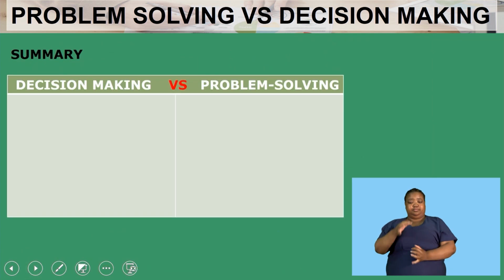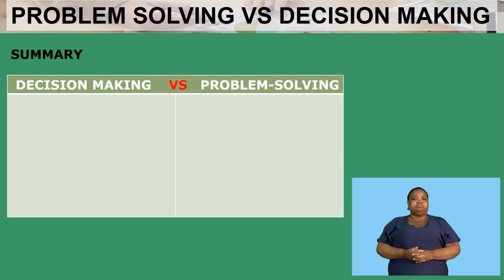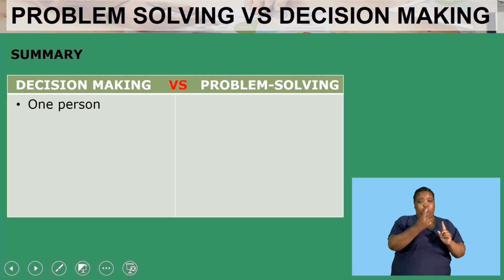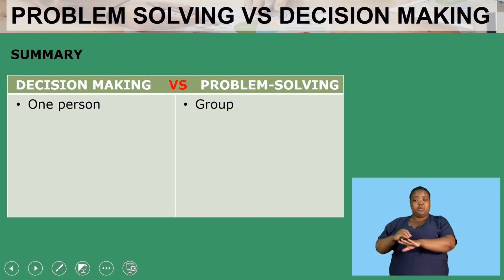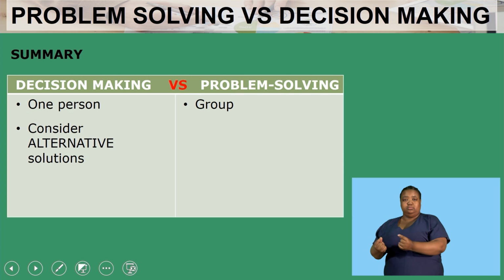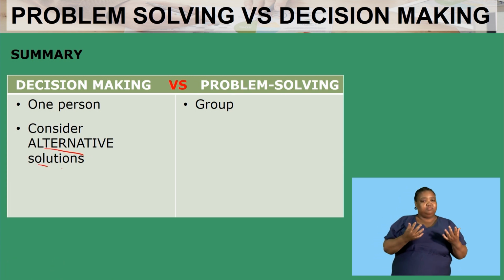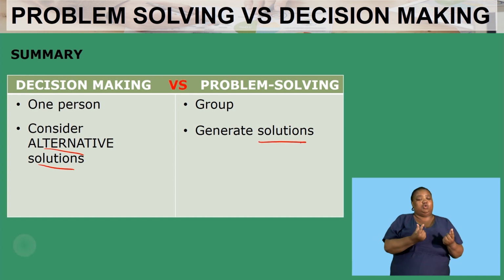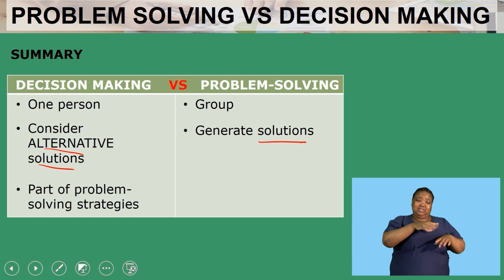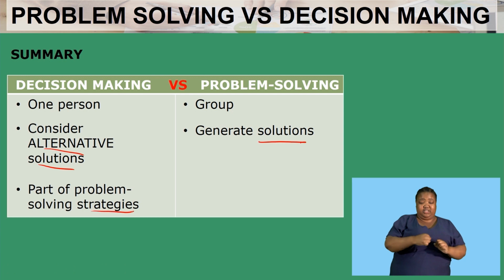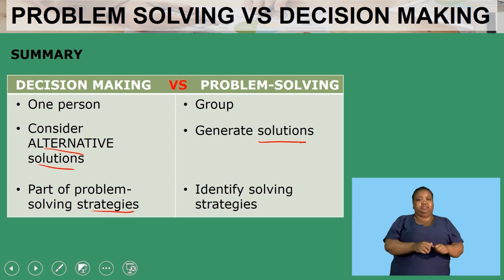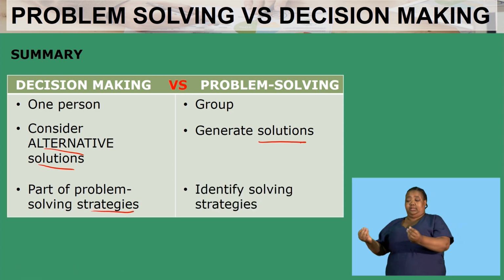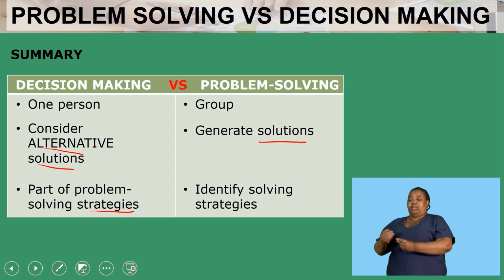Right, now in summary, this is just summarizing what I just said. Decision making is done by one person, don't forget that, but problem solving is done by a group. Decision making considers alternative solutions, but in problem solving, we generate the solutions. Decision making, again, is part of the problem solving strategies, whereas problem solving is identifying solving strategies. This was just a summary of what I just said.